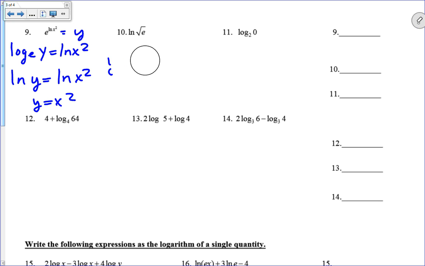So we have this, number 10 here, we have the natural log of the square root of e. So let's rewrite this in another form. How can we write this? How can we modify that square root of e? So it's natural log of e to the 1/2, right? And then we can make that natural log replacement with log of base e, right?